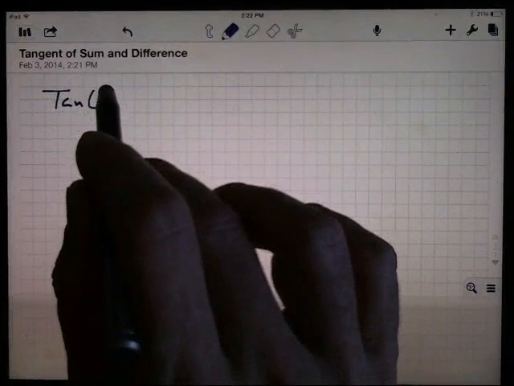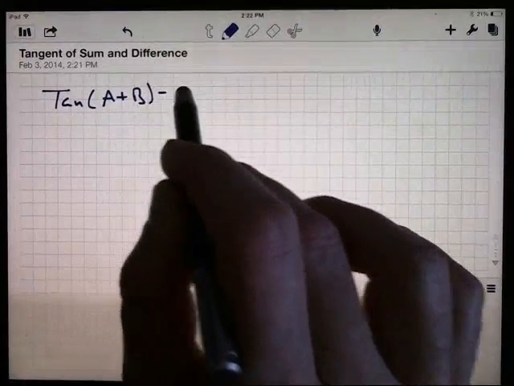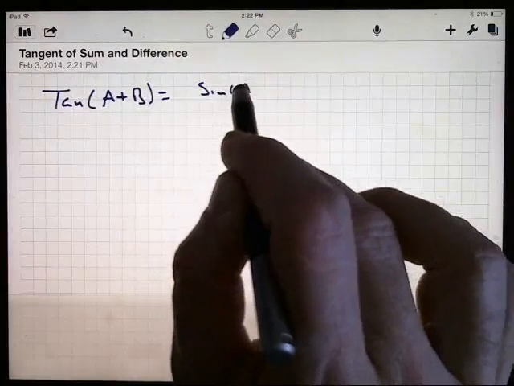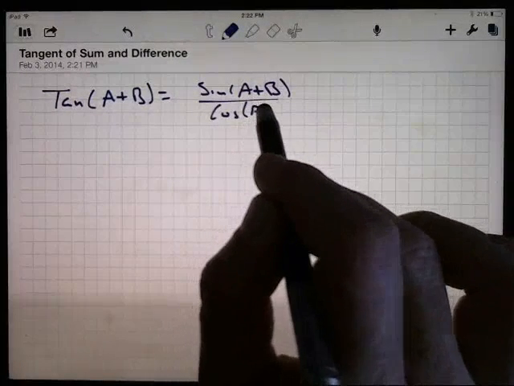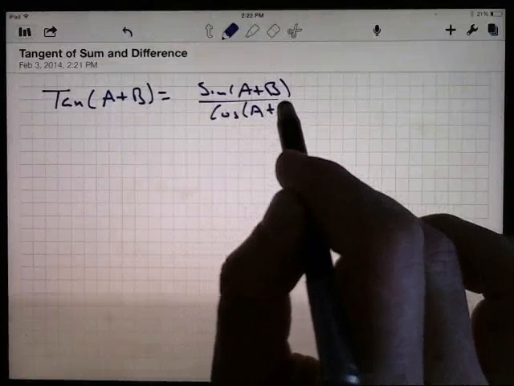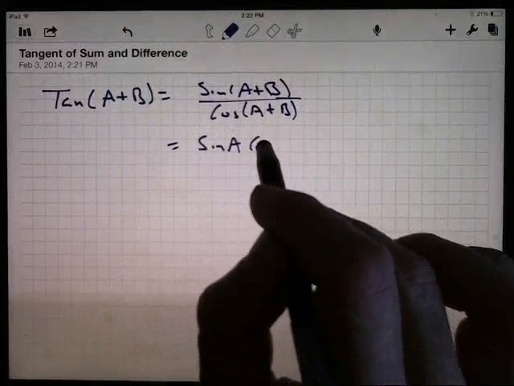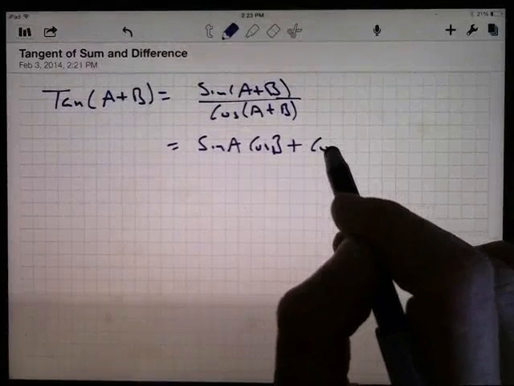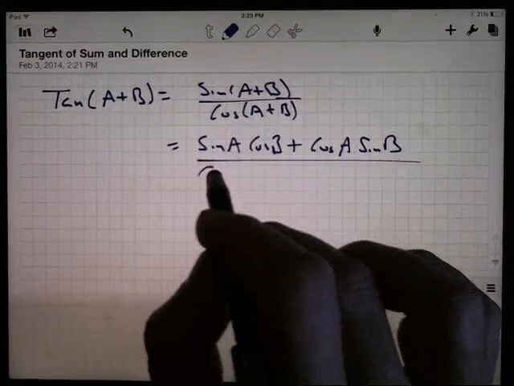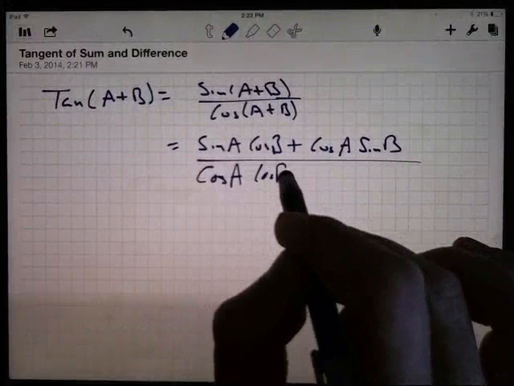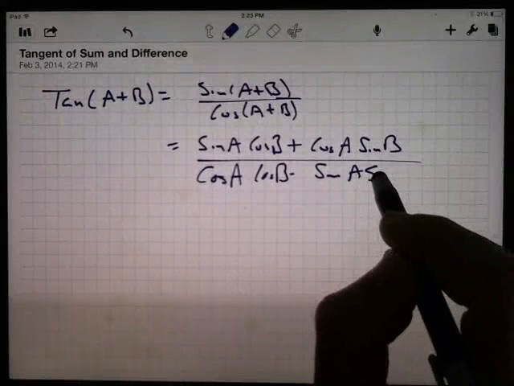So I'm looking at the tangent of a plus b. And like I said, I think of this as the sine of a plus b over the cosine of a plus b. And I have identities for both of those things, so I'm going to write those in here. The sine of a plus b is the sine of a times the cosine of b plus the cosine of a times the sine of b. Likewise, the cosine on the bottom is the cosine of a times the cosine of b minus the sine of a times the sine of b.